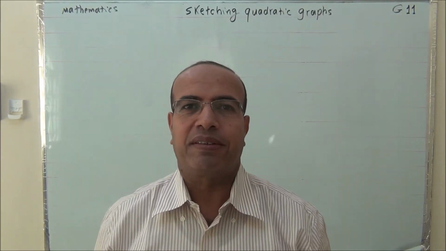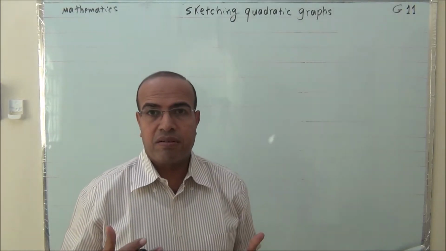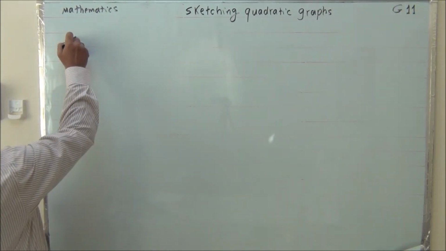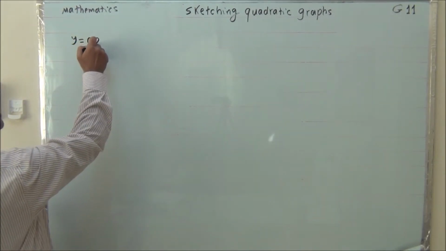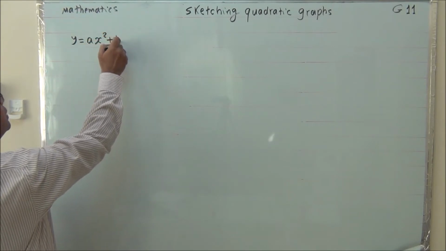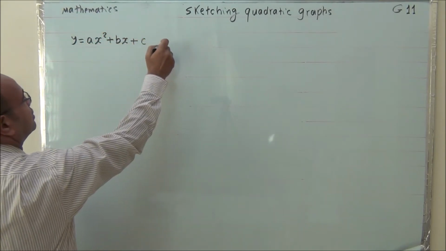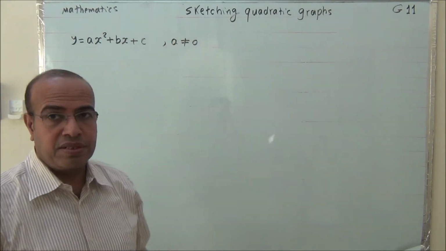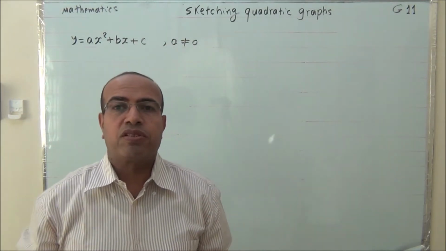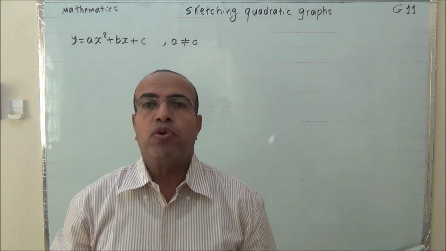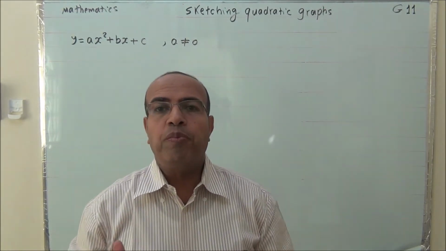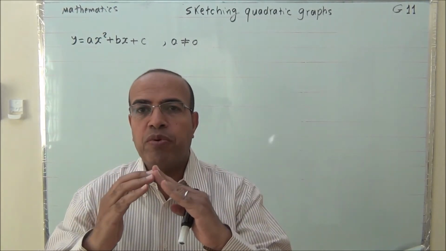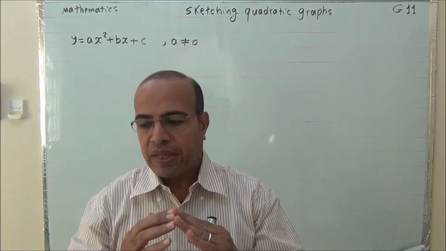Let us start. A quadratic function takes this form: y equals ax squared plus bx plus c, where a is not equal to 0. The graph of this quadratic function takes a U shape, opening upwards when a is positive or opening downwards when a is negative.